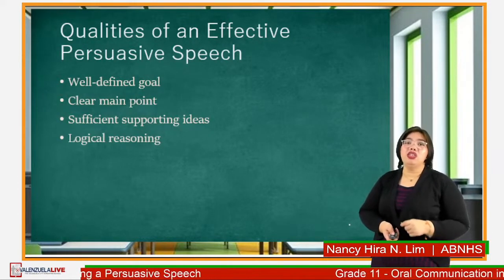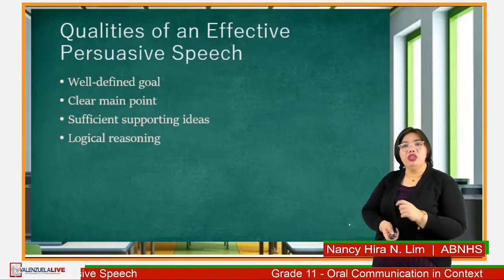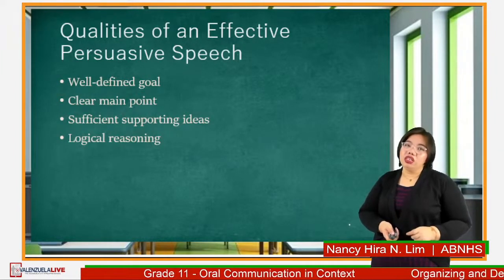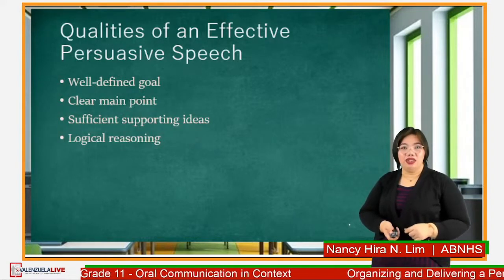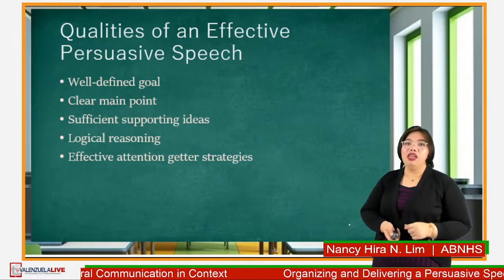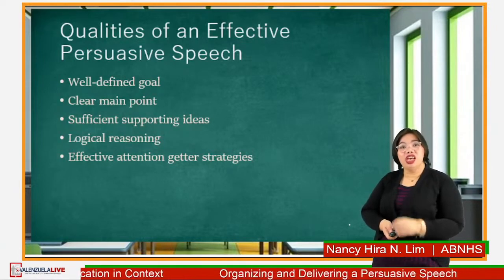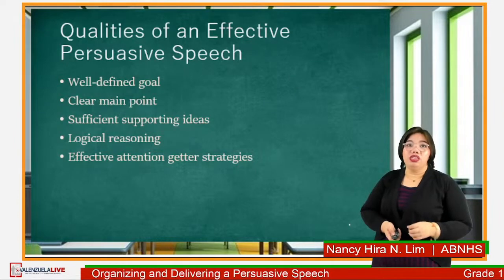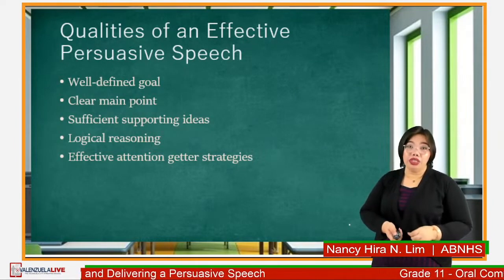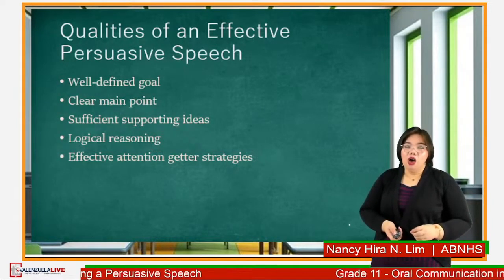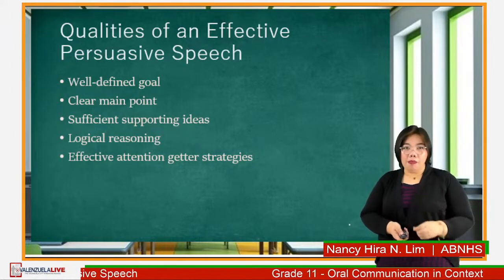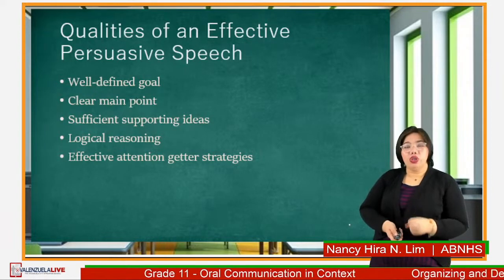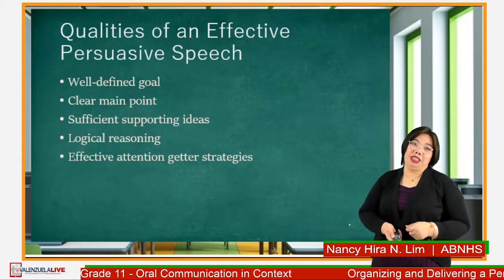Fourth quality is logical reasoning. How are the supporting ideas arranged? Is it deductive, inductive, causal, or analogy? Fifth quality is effective attention getter strategies. What did you use? Have you included striking statistics like numbers, researches? How about shocking incident, memorable anecdotes, powerful relevant questions, or humorous observations or experiences?